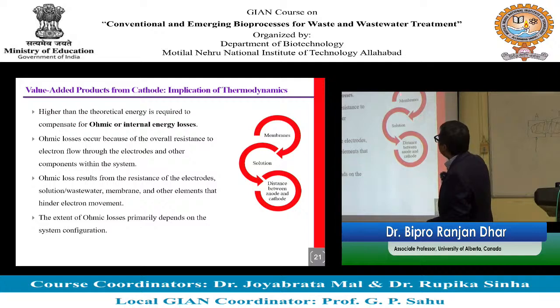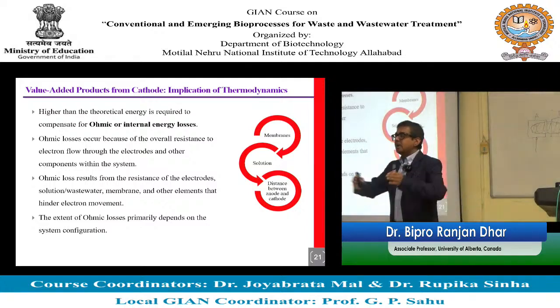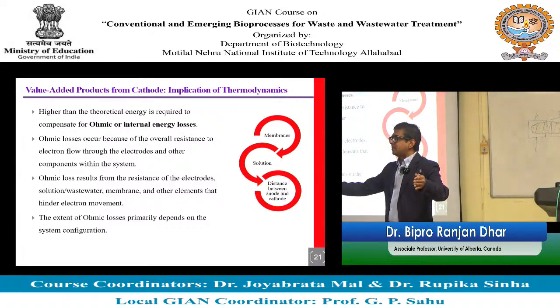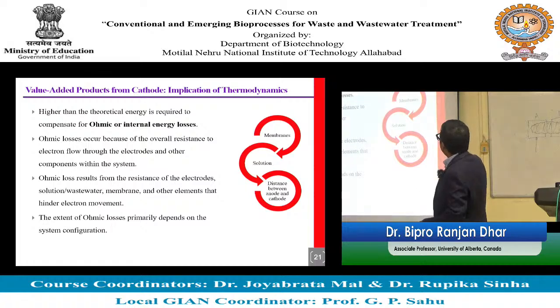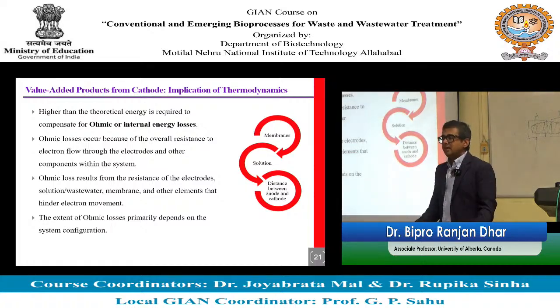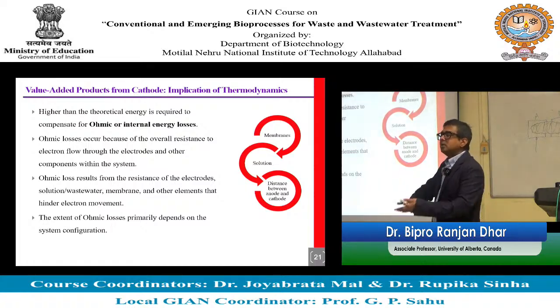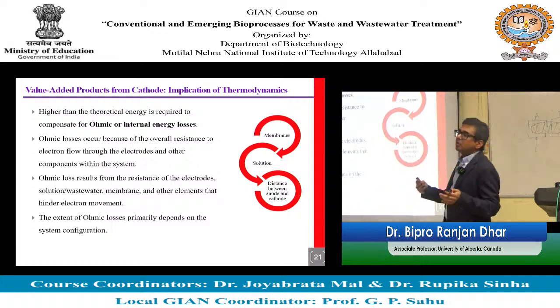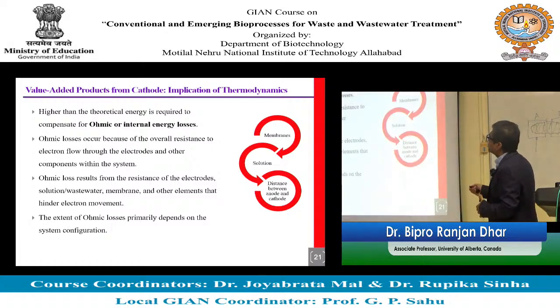For example, we have a membrane between anode and cathode, and the anode and cathode are far from each other. That distance can also contribute to some energy loss. At the same time, you have the solution, the electrolyte, right? That solution also creates some barrier for charge transport. So the energy losses caused by those factors are called ohmic losses.